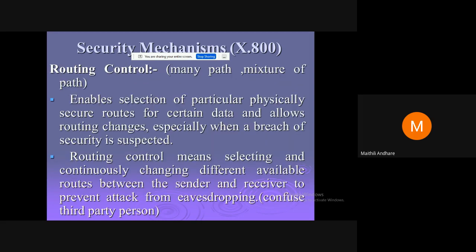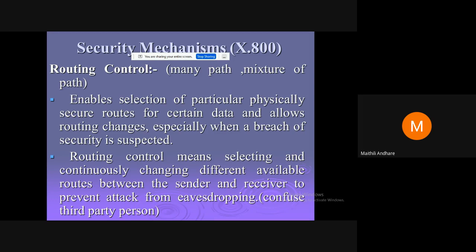Then next is routing control. So when A and B are sending messages to each other, they require some path, some channel, some network, some route. If that particular route is controlled, by controlling that route we can achieve security. Because A can send the data to B by different paths, a mixture of paths. So that happens, and by using that, we can achieve security.